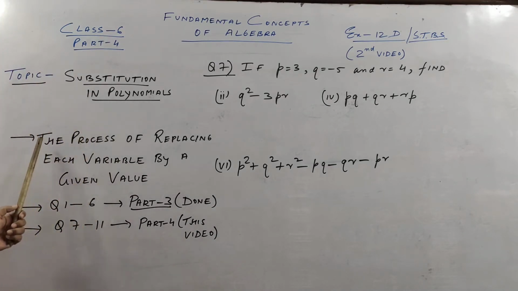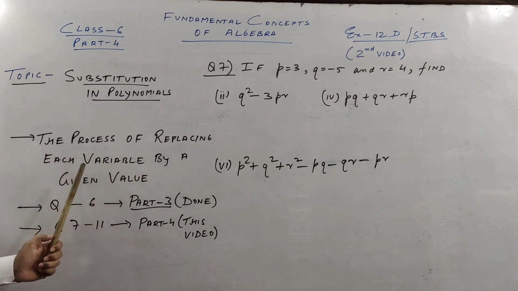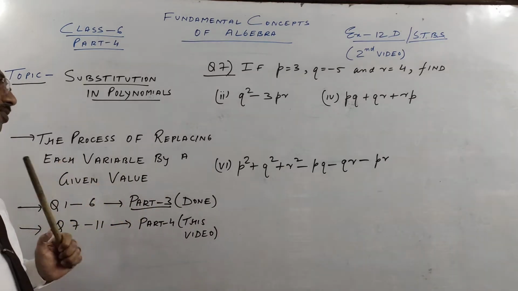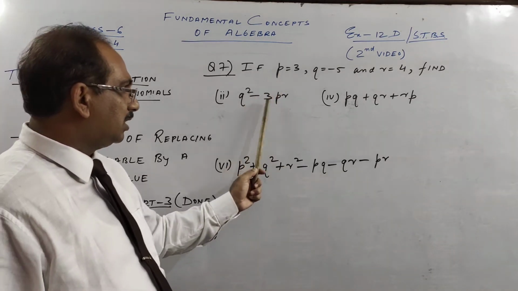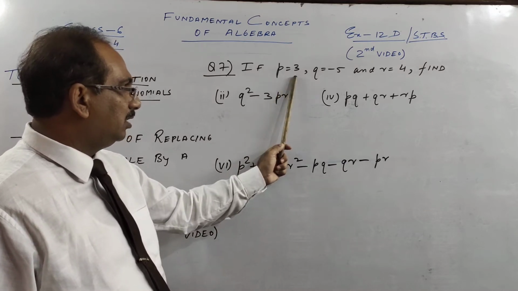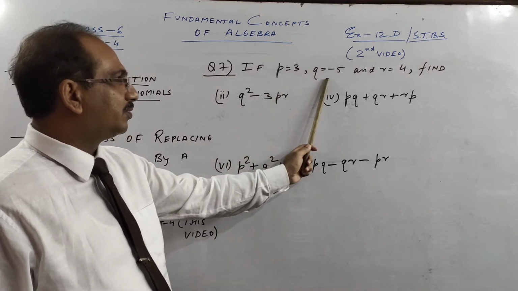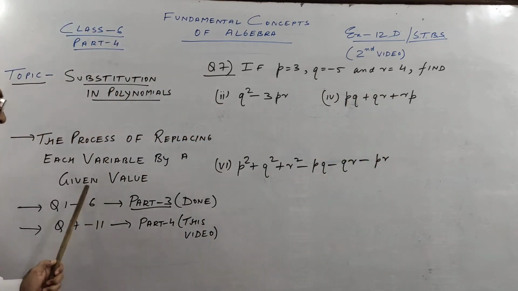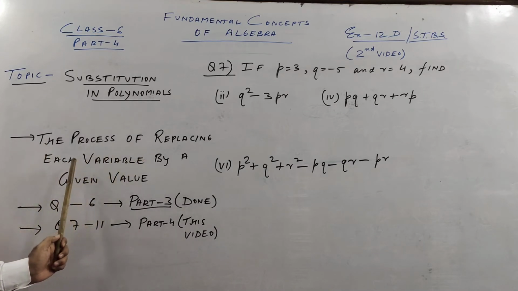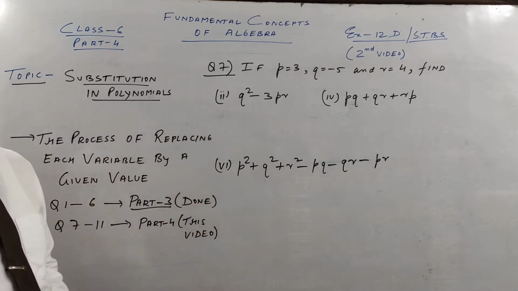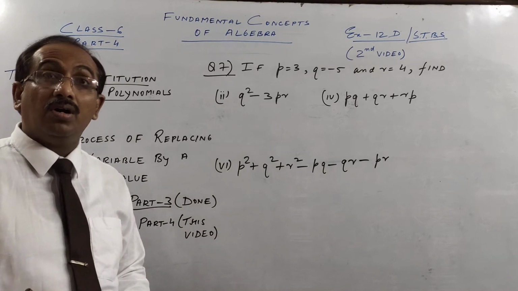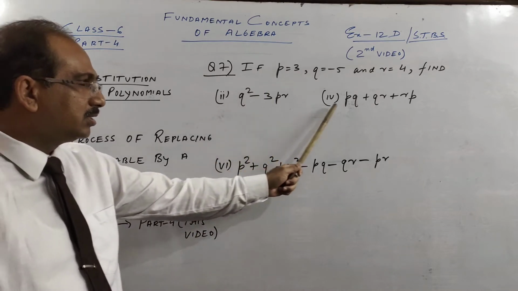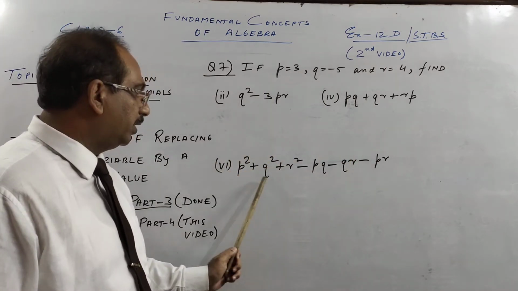What is substitution? The process of replacing each variable by a given value. In these three examples the values are given. Wherever p is there, we will write 3. Wherever q is there, we will write -5. Anywhere you find r, we will write 4. So this is called substitution, the process of replacing each variable, x, y, z, a, b, c, d, all the alphabet, they are called variables, by a given value. In all these three questions, we are going to substitute these values.